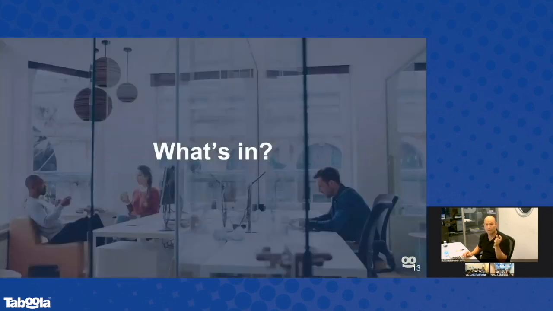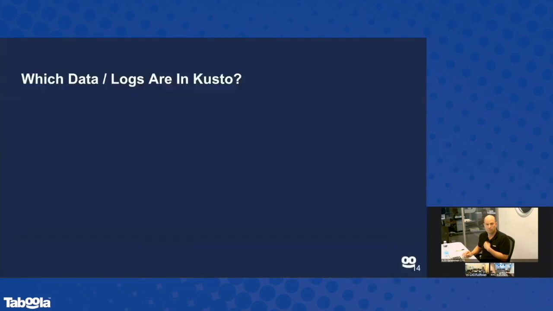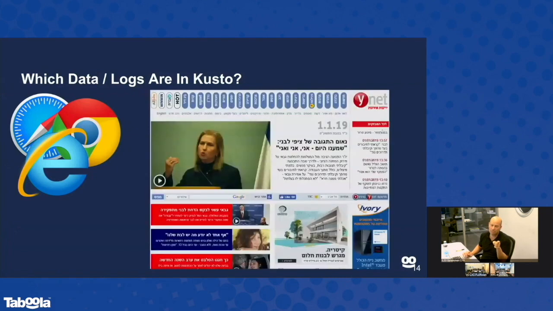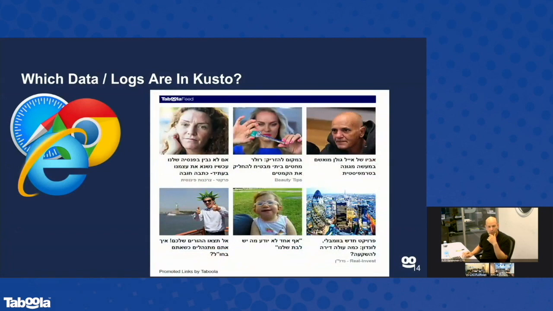So what's in it? I'm returning a little bit back because I'm not sure how much you know about the usage in Taboola of the HTTP. So I will share with you a few steps. Which data is in Kusto? First thing, we browse the internet, right? You go to USA Today or Bloomberg or somewhere where you have Taboola and you see this page. Usually you don't see this page because it's in Hebrew, but we see this page and then we see Taboola. You see the Taboola feed here, right? Let me see. Okay, where is that? Yeah, you see the Taboola feed?